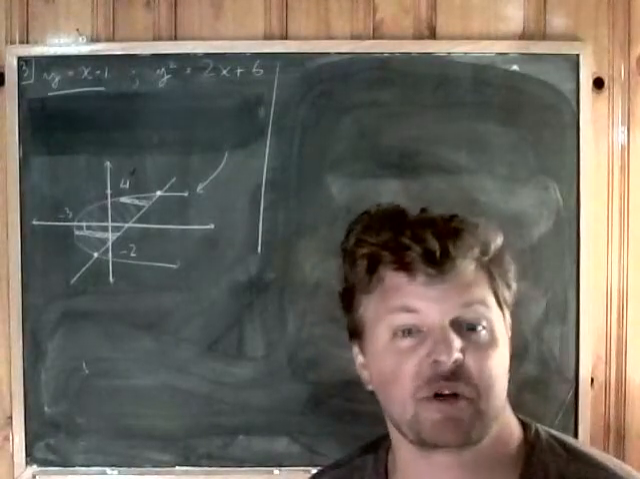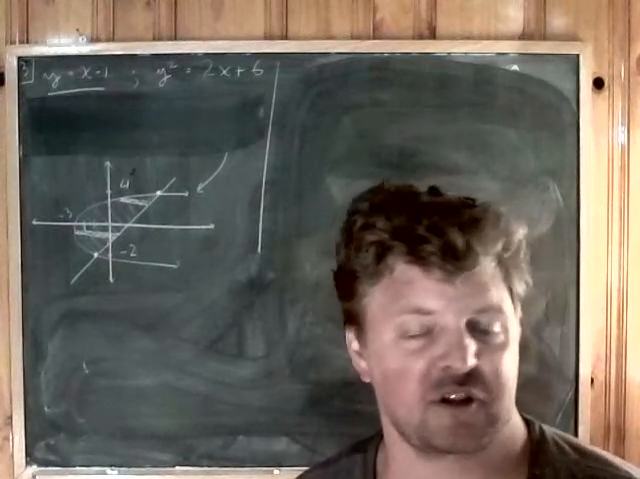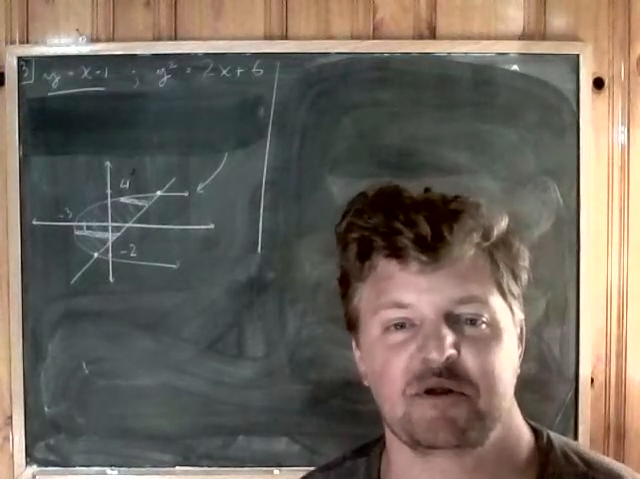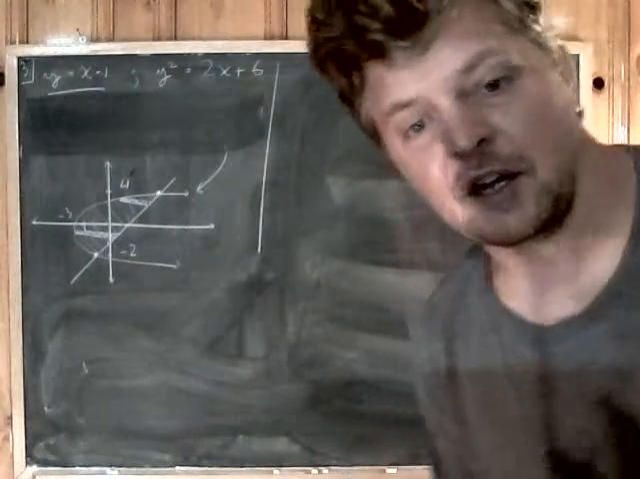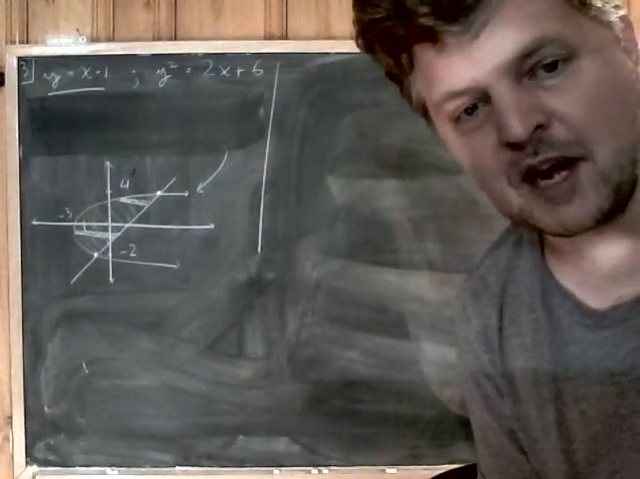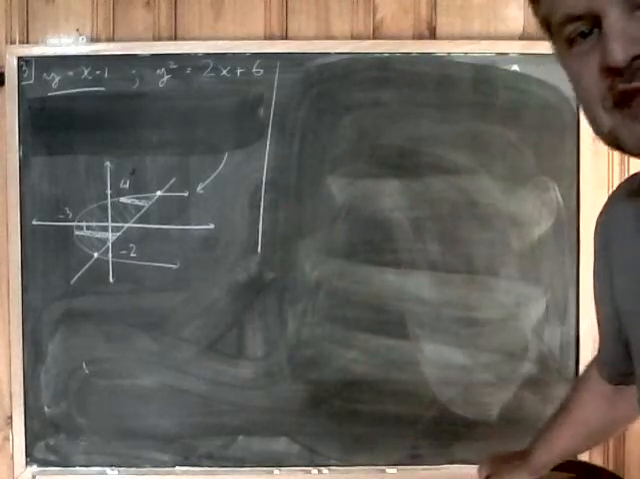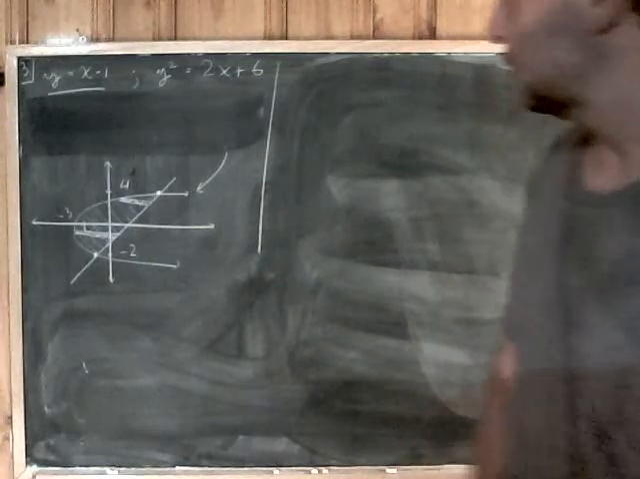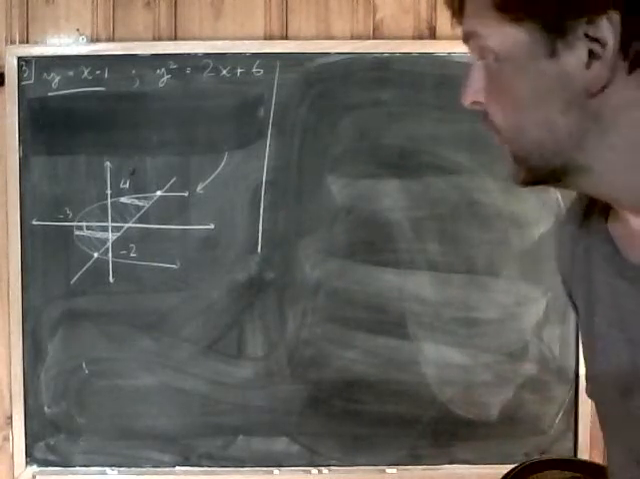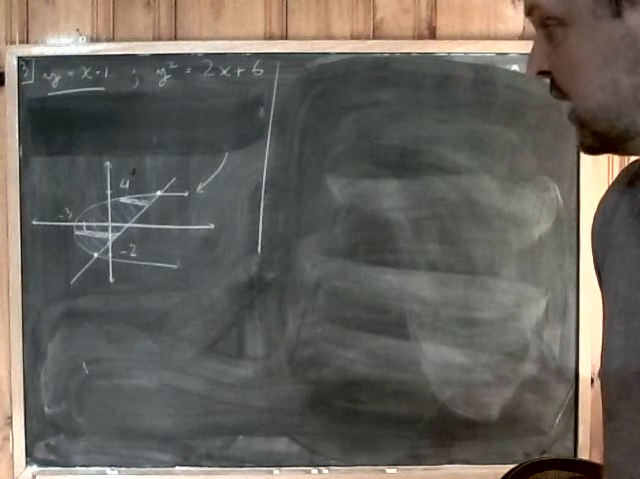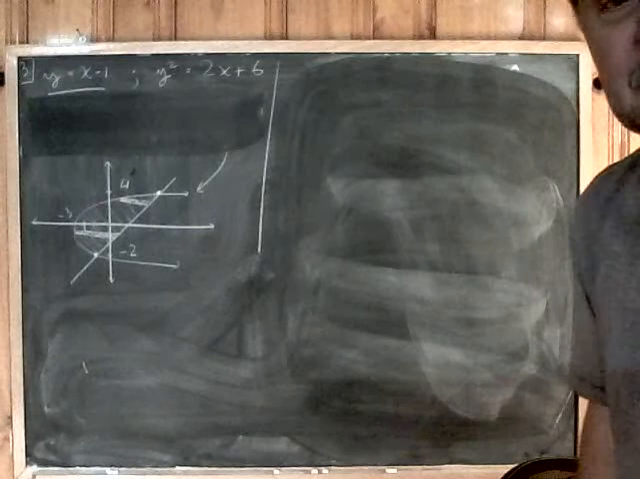Here's number 3 from the test review. You can look at the test review posted online to see the problem statement. It asks you to find the area in a region bounded by these two curves, y equals x minus 1 and y squared equals 2x plus 6. So on test number 1, I do plan to provide a picture of the graphs of the functions.